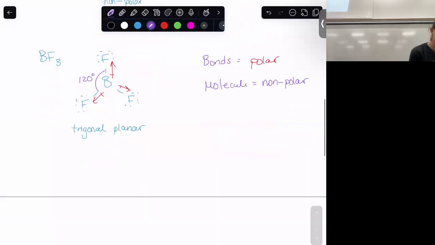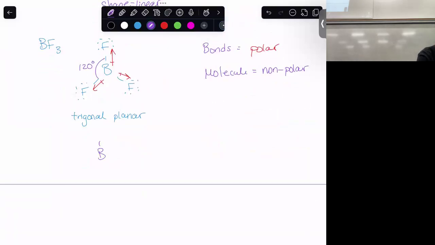Okay, what if I changed this to this? Yes, it depends on where the dipole is. Let's put chlorine here instead. Okay. So which way are our dipoles going to face? Good, they'll all be facing away.